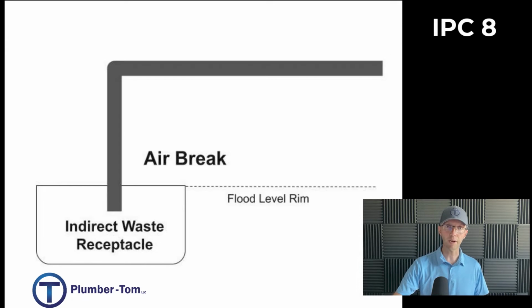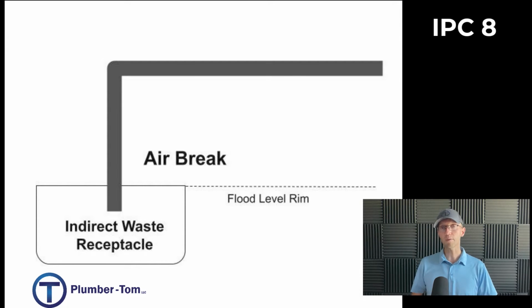Now, what's an air brake? The air brake then is an indirect waste pipe, again represented by the gray horizontal dropping down into the waste receptacle, but this time the indirect waste pipe goes below the flood level rim. It actually dips down into the floor sink.